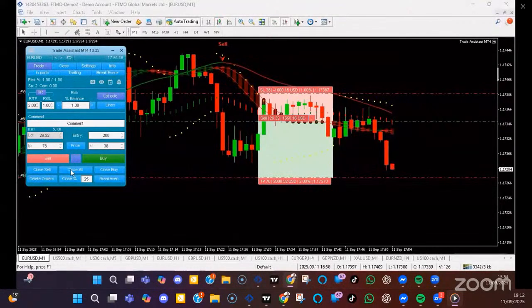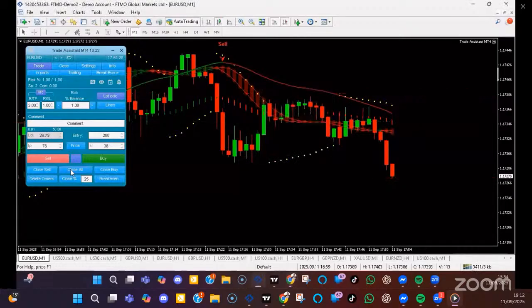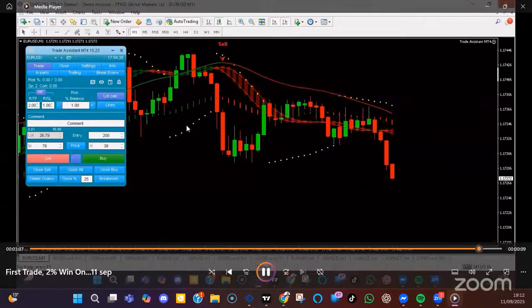So there you go. First trade of the day. Could have watched it come in and get its 2%. I'm doing some live trading later on this evening, but first trade of the day down and a nice 2% win. So thanks very much and see you on the next one.